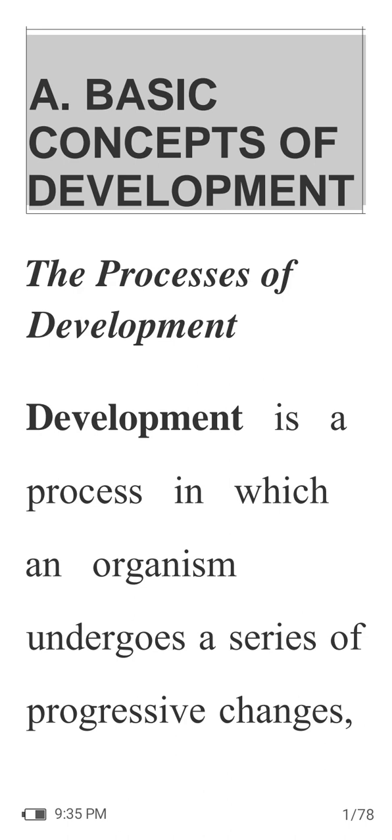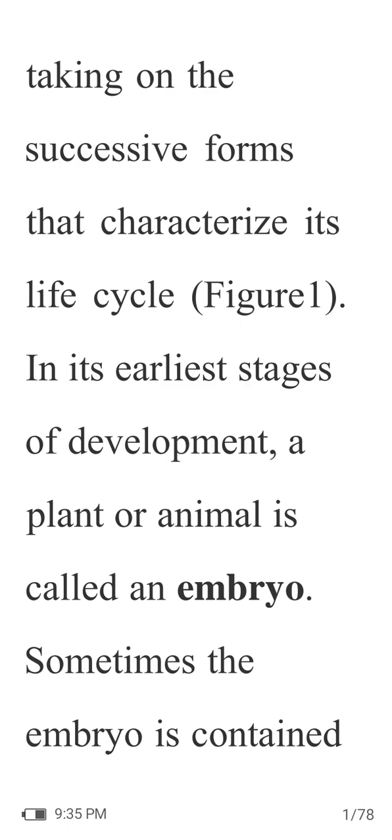Basic concepts of development. The process of development. Development is a process in which an organism undergoes a series of progressive changes, taking on the successive forms that characterize its life cycle. In its earliest stages of development, a plant or animal is called an embryo.